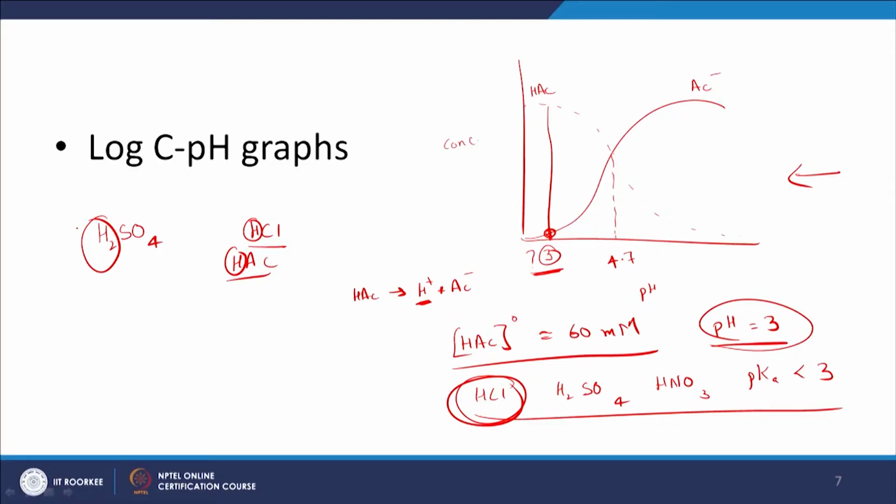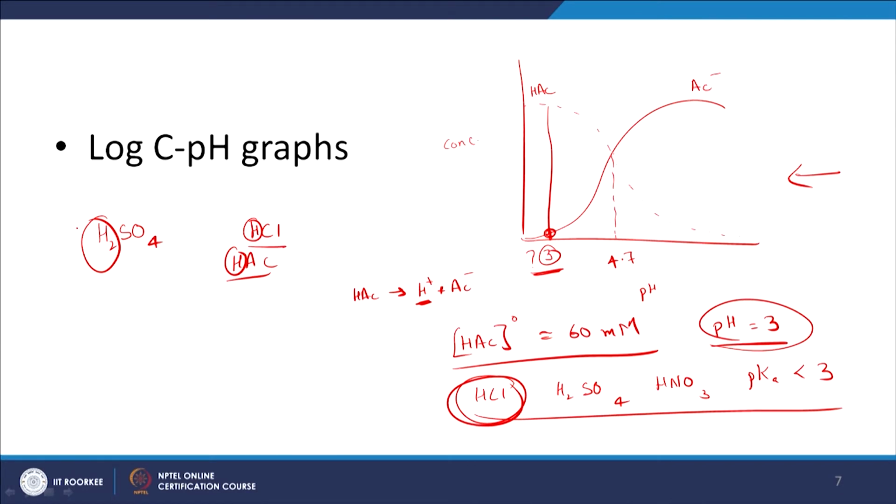Earlier we added HCl or HAc, right. They were both monoprotic acids, only one proton. But the key here is that H2SO4 can give out how many now? 2 protons. So how will this particular speciation change? Let's look at that. What are the species going to be in this case? H2SO4, HSO4 minus, SO4 2 minus, and H plus and OH minus, and I'm choosing H plus and SO4 2 minus as my components.